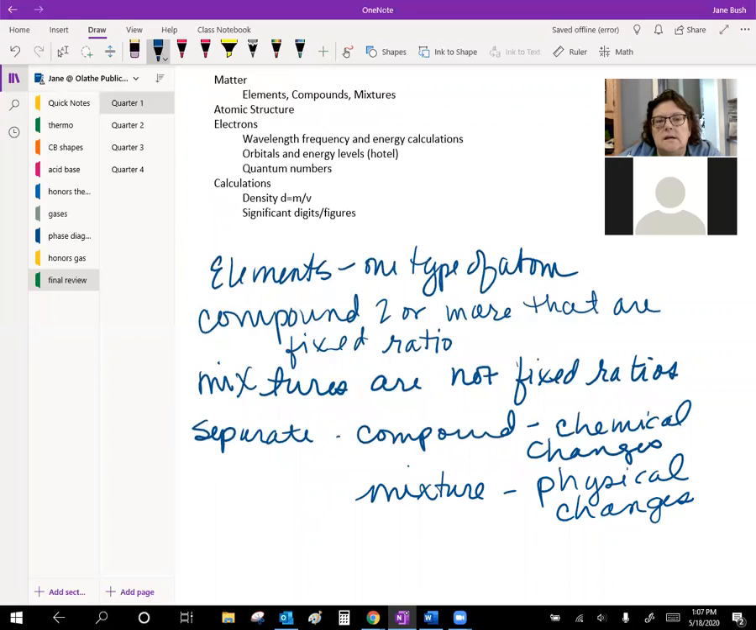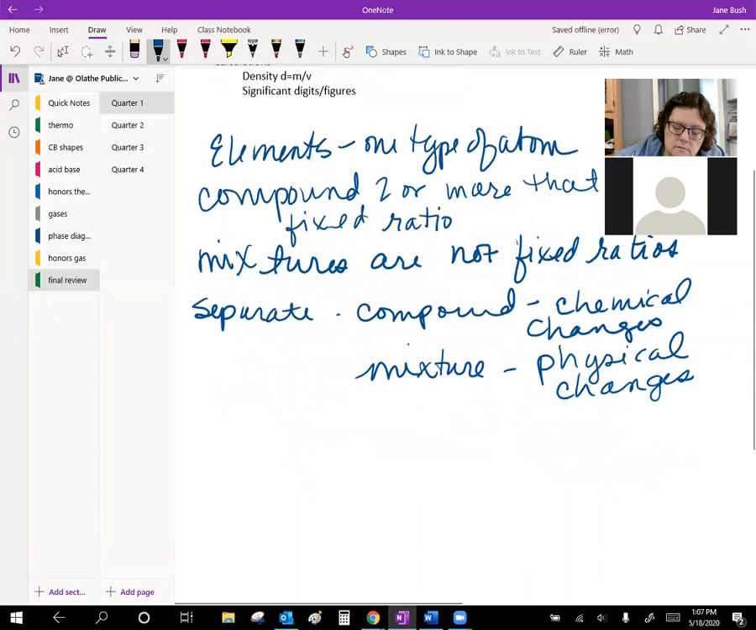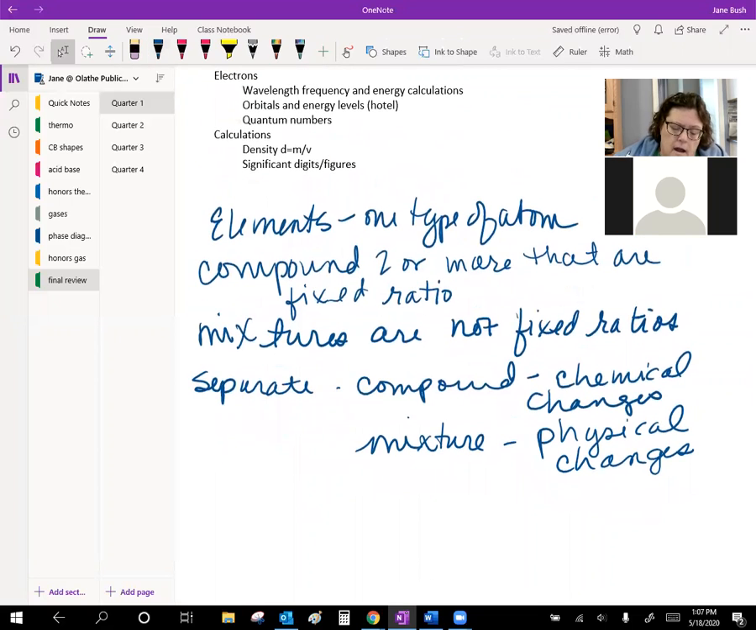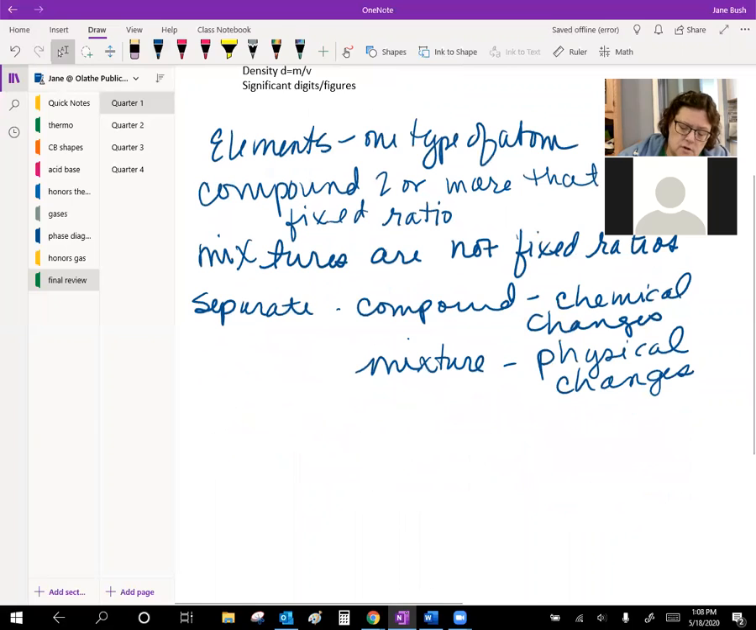Okay, and you guys did a lab where you had salt and sand, and you dissolved the salt, and then filtered out the sand. And I think that was about the last thing you did before I came back, if I remember right. All right, questions about elements, compounds, and mixtures? Probably not. All right, atomic structure.